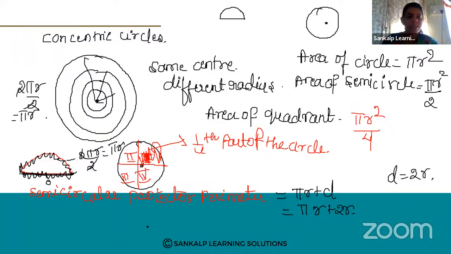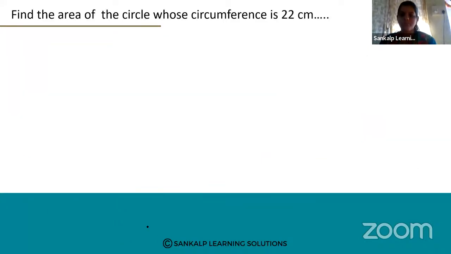Okay. Next. So shall we solve some examples regarding these formulas? Okay, find the area of the circle whose circumference is 22 centimeters. So this is a very, very basic question. They have given the circumference and they asked us to find out the area. So we need to find out the area of the circle. How are you going to find out the area of the circle?